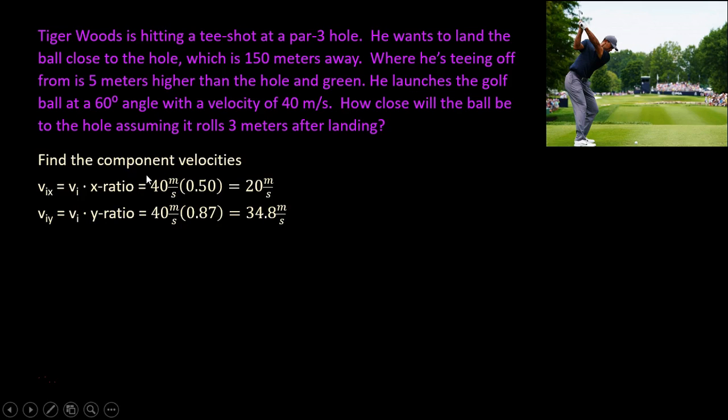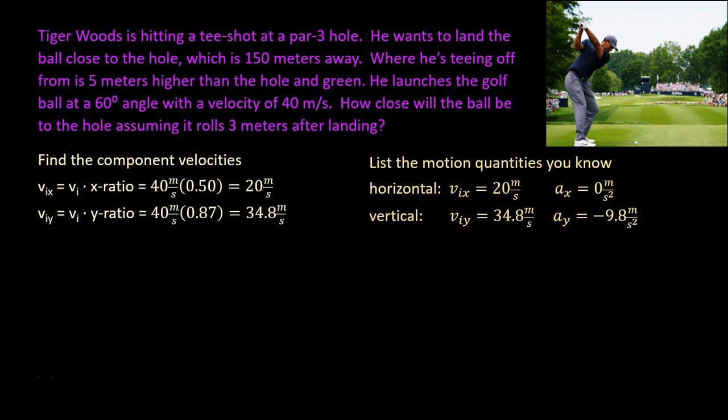Our first step is to find the component velocities. We're going to use 60 degrees as our angle for our unit circle or our trig functions, and we find out that the initial horizontal velocity is 20 meters per second and the initial vertical velocity is 34.8 meters per second. Next, we list the horizontal and vertical motion quantities that we know, so we've gone ahead and done that. Then we need to determine how long it's in the air.